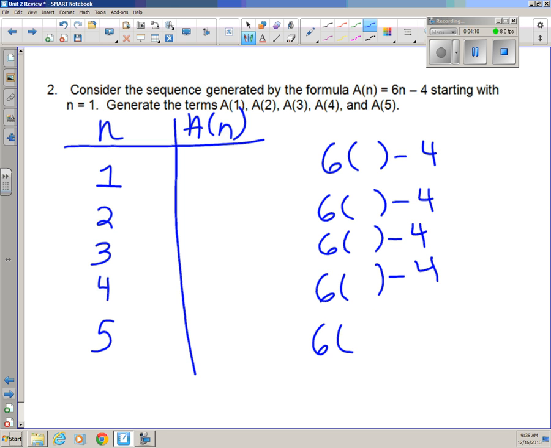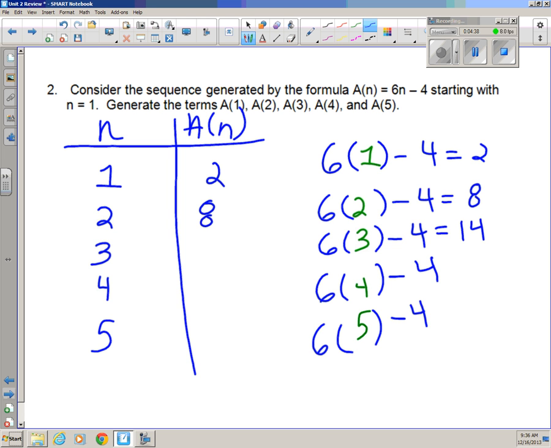All the way throughout, you'll probably see a pattern where you don't really need to do the math, but this is the first position, second, third, fourth, fifth, and when you do the math, 6 times 1 is 6, 6 minus 4 is 2. So the first term has a value of 2. The second one, 6 times 2 is 12, 12 minus 4 is 8. The second term has a value of 8. The third term, 6 times 3 is 18, 18 minus 4 is 14. The third term has a value of 14.